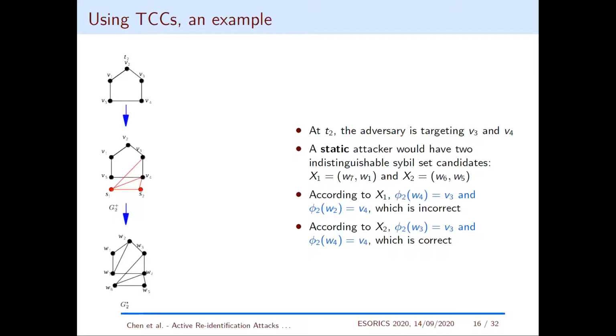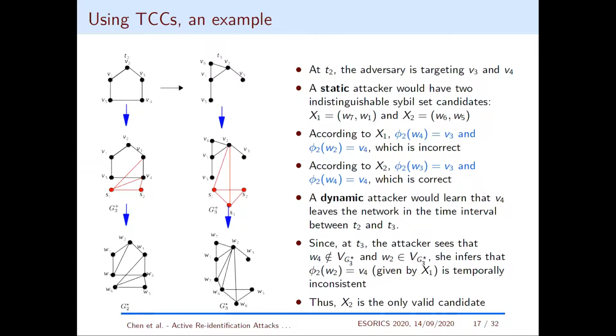To see an example of how these temporal consistency constraints can be used to improve the attack, here we have the second snapshot in the figure that we used as example. In this figure, we can see that a static attacker would find two sets that are indistinguishable as candidates to be the Sybil set. We have W7, W1, or W6, W5. The subgraphs induced by these Sybil candidates and their neighbors are isomorphic, so the attacker doesn't know just by looking at this snapshot how to continue with the re-identification. So she has two choices, one which is incorrect and one which is correct.